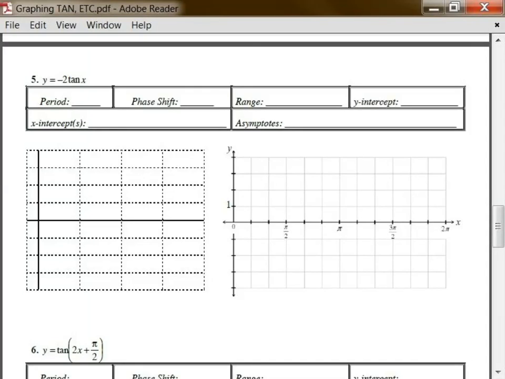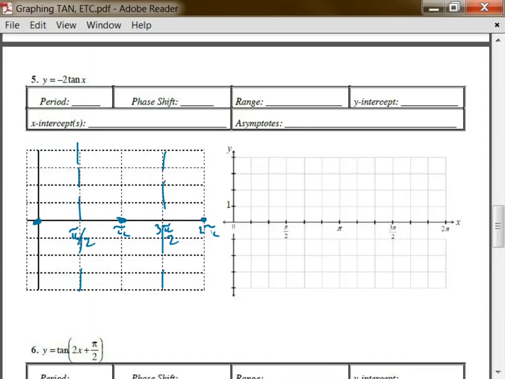Okay, now a tangent function normally has an asymptote at pi over 2 and 3 pi over 2, before it gets to 2 pi. This would be pi right here, asymptote right here, asymptote right here, and let's see, x-intercept there, between the asymptotes, x-intercept there, between the asymptotes, and x-intercept there.